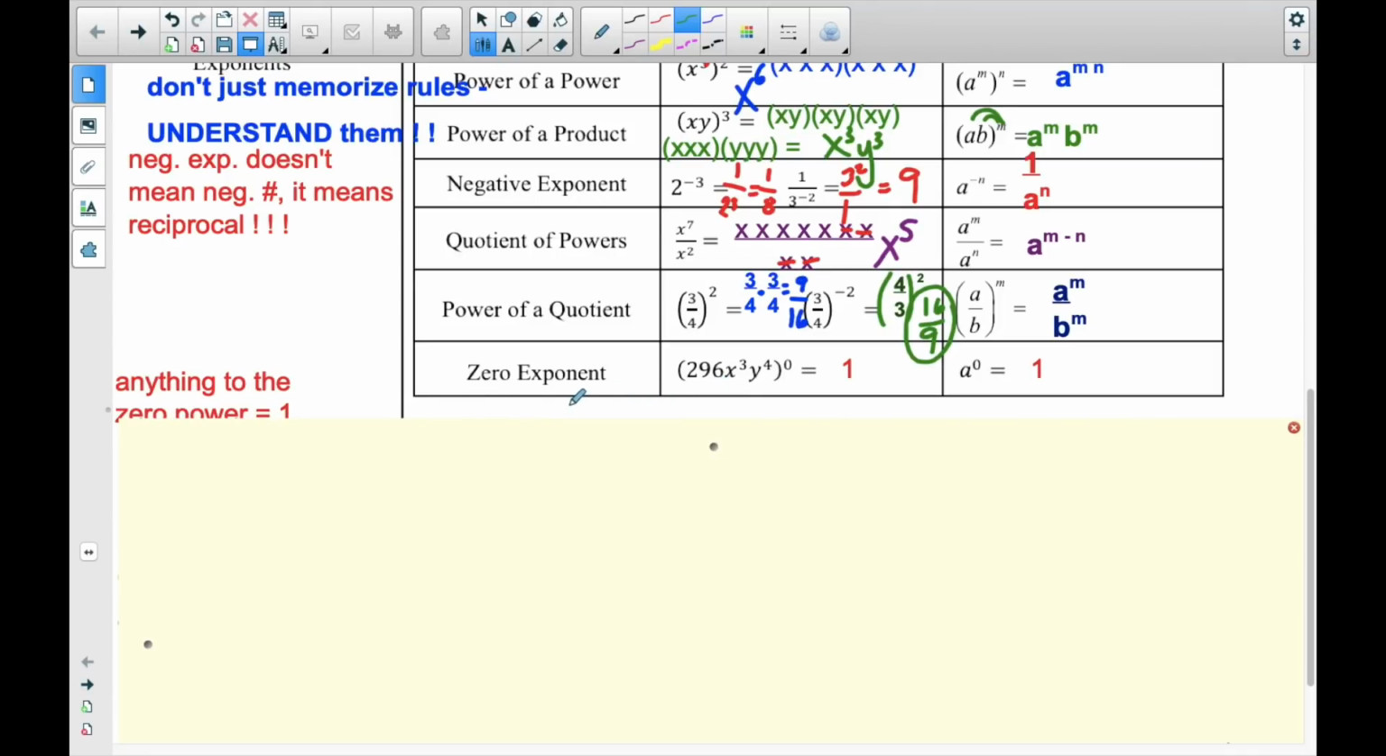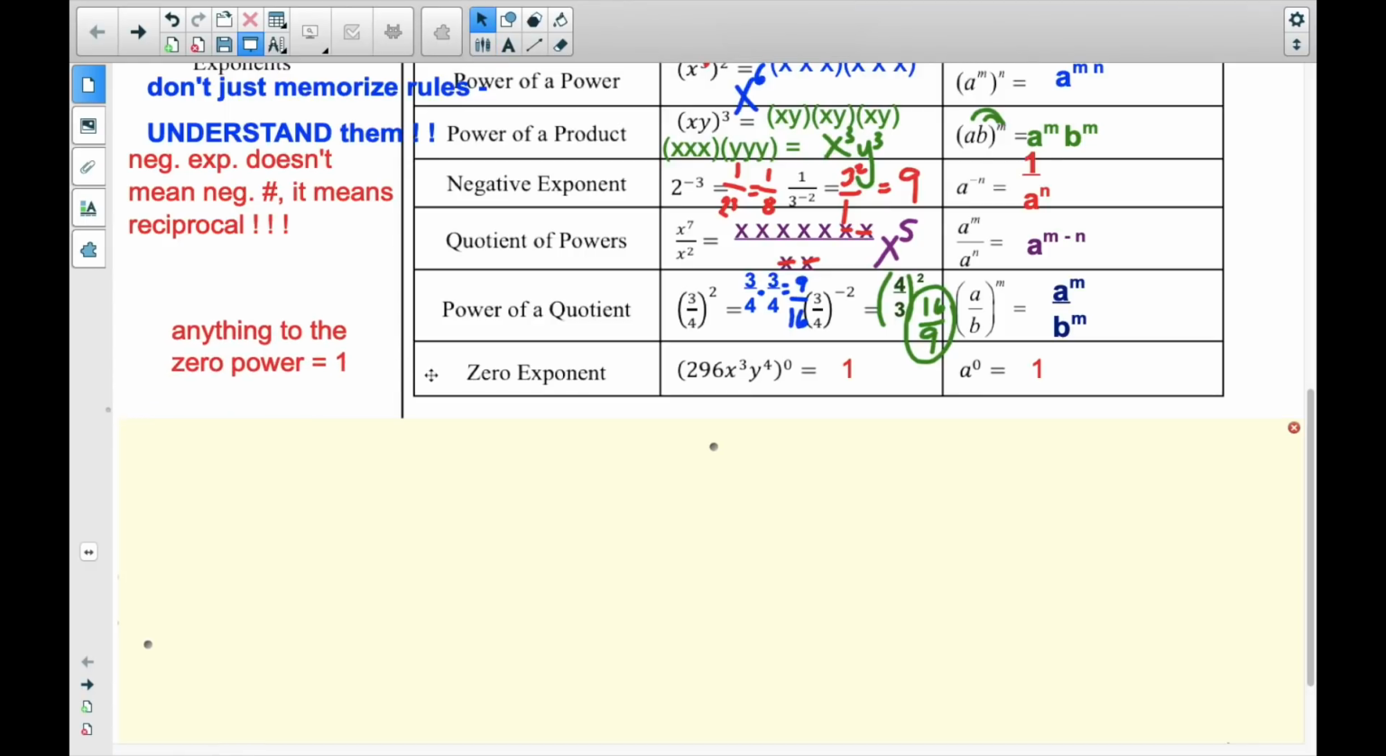And our last rule is the zero exponent rule. Basically, anything to the 0 power is 1. So it doesn't even matter what all is in here. If you take it to the 0 power, the answer is 1.